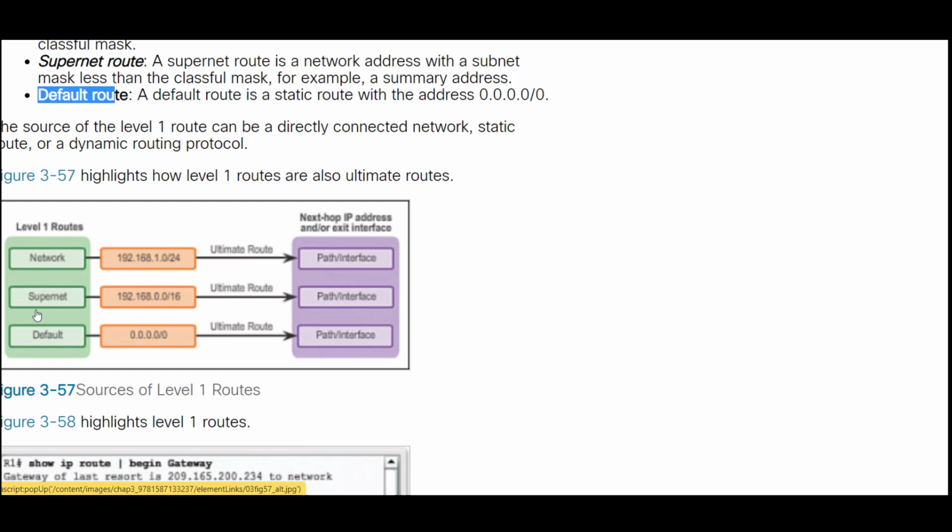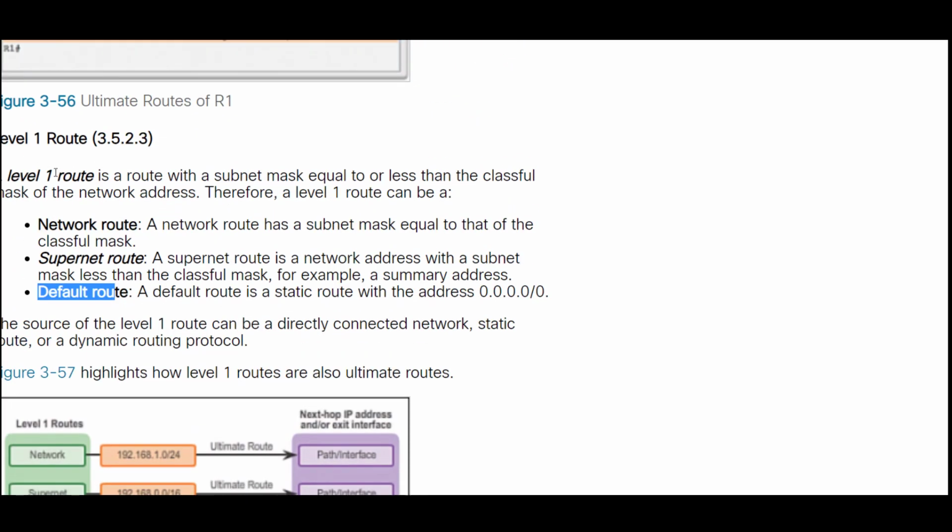But here there is something called supernet. What does supernet mean? Supernet means you are going to reduce the number of network bits. You are not increasing the network bits, you are decreasing the network bits. That we have not learned. But what is the concept here? If the subnet mask is equal or if the subnet mask is less than the classful mask, automatically this will be considered as a level 1 route.